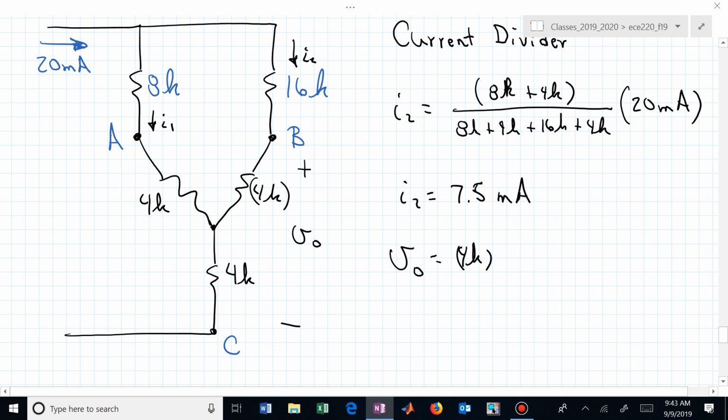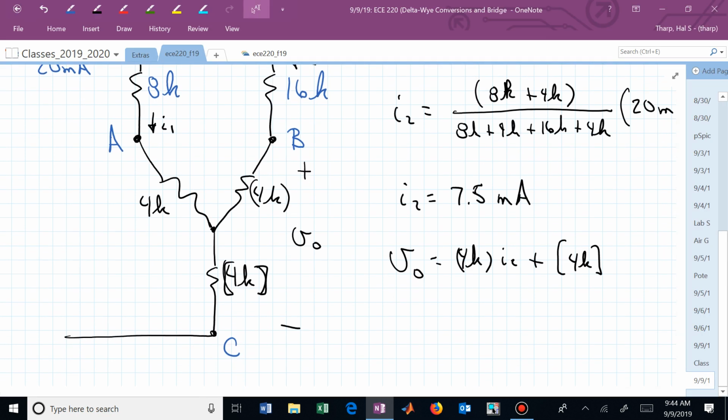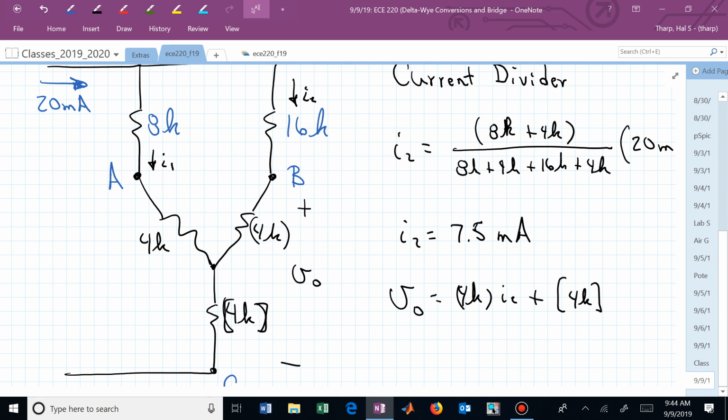I'm now talking about the voltage dropped across that resistor. What current is flowing through that resistor? I2, plus this 4K. Maybe I should have done this. What current is flowing through that 4K resistor? If you look at this carefully, do you see that I1 and I2 were dividing 20? Well, you're putting I1 and I2 back together again. 20 milliamps is now flowing through that bottom 4K.